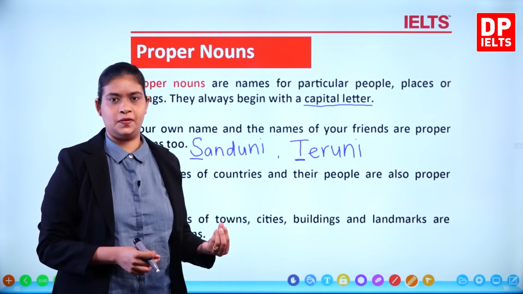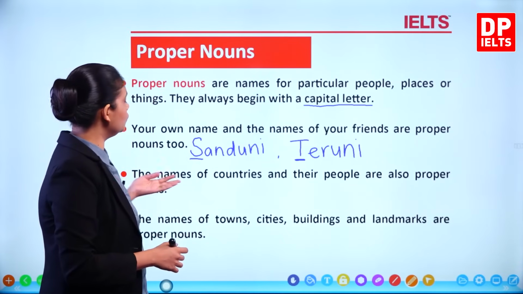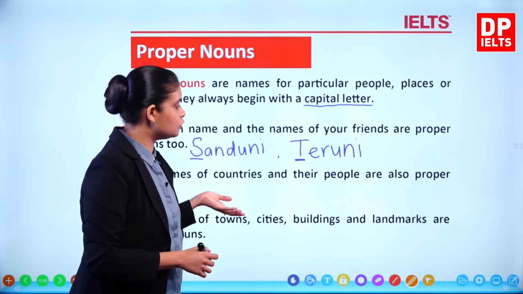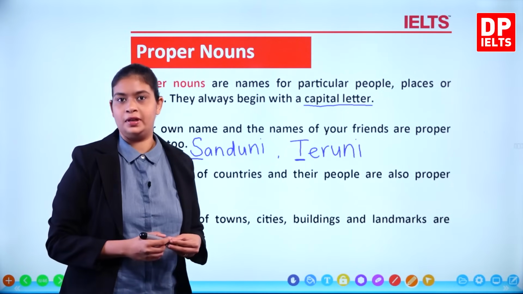Because it is specific, it is a proper noun. Next, countries and their people are also proper nouns.